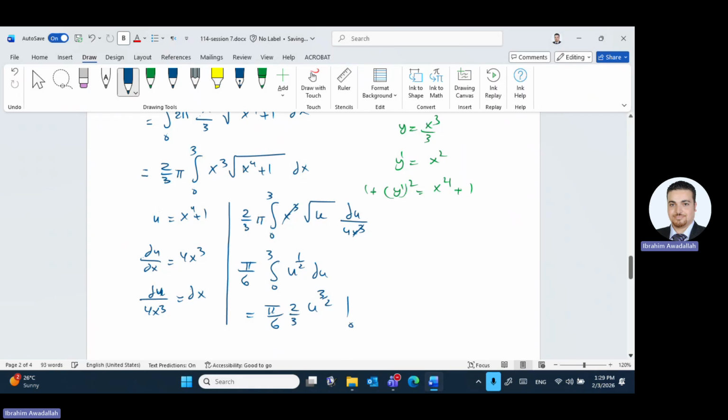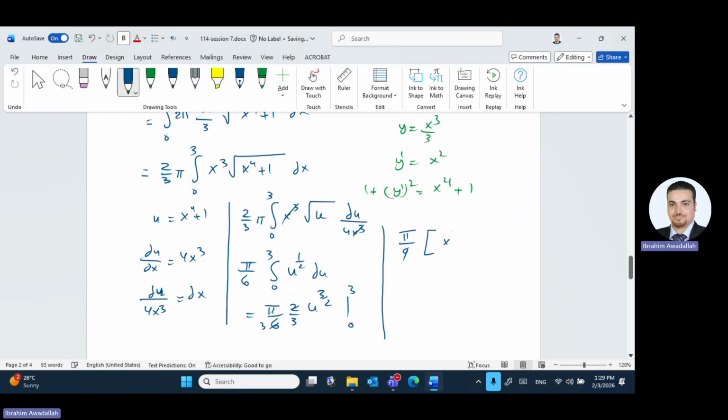From 0 to 3, this is wrong, the limits from 0 to 3, by the way. Or it's correct, it's not wrong, but wrong to substitute directly here. So this will be 3, this will be 1, so pi over 9. MashaAllah, this started from 2 over 3, then pi over 6, and now it's pi over 9. Keep changing. Where is the value of u here?